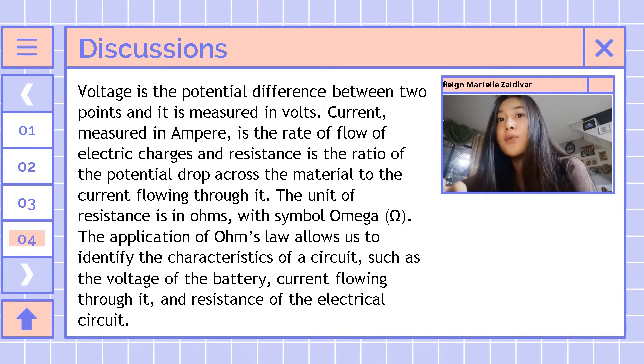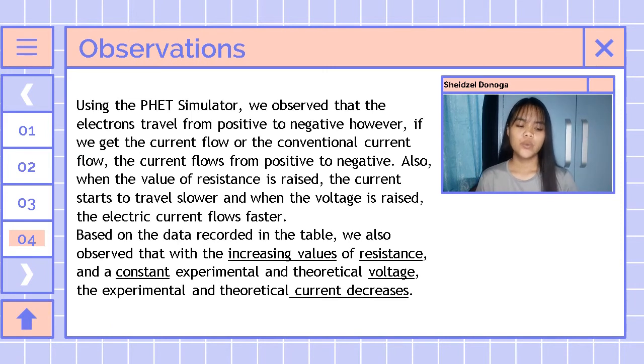The application of Ohm's law allows us to identify the characteristics of a circuit, such as the voltage of the battery, current flowing through it, and resistance of the electrical circuit. Using the PhET simulator, we observe that the electrons travel from negative to positive. However, if we get the conventional current flow, the current flows from positive to negative. Also, when the value of resistance is raised, the current starts to travel slower, and when the voltage is raised, the electric current flows faster.